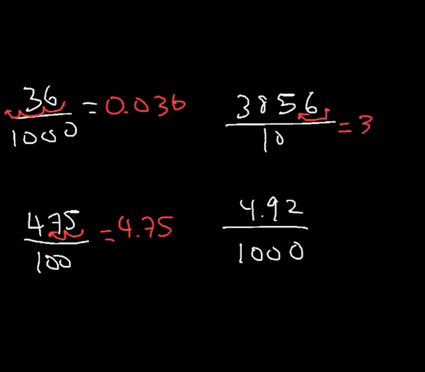Here, move it 1 unit to the left. So it's going to be 385.6. And for this one, move it 3 units to the left. 1, 2, 3. So we have to fit in 2 zeros here. The decimal point is now here. So it's going to be 0.00492. So that's how you can divide numbers if it's 10, 100, or 1,000.